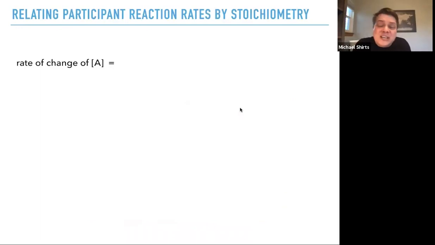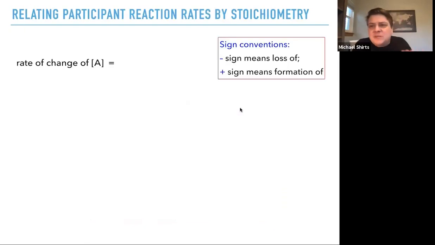Okay, so let's look at this. We can take a look at the stoichiometry and learn how to relate the reaction rates that way. So the rate of change of A, and it's important here to have a sign convention. If we have a minus in front of the rate of change, that indicates a loss of that molecule being destroyed. A plus means formation of. And usually we don't show the plus, it's just positive.